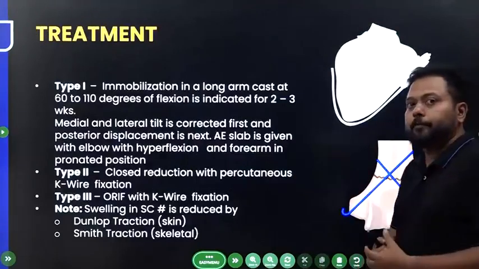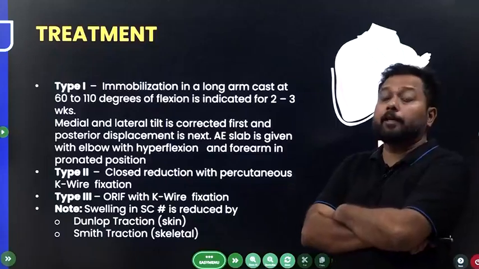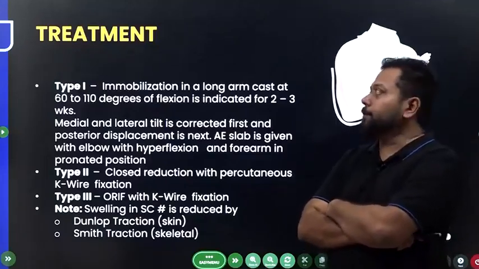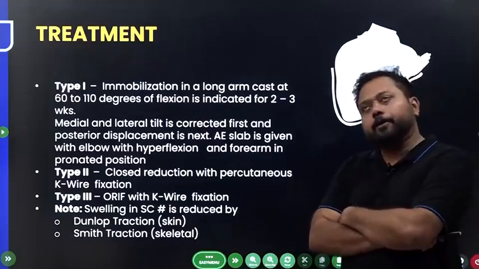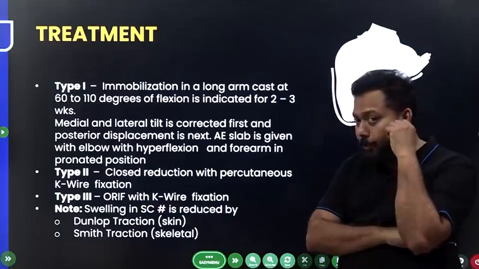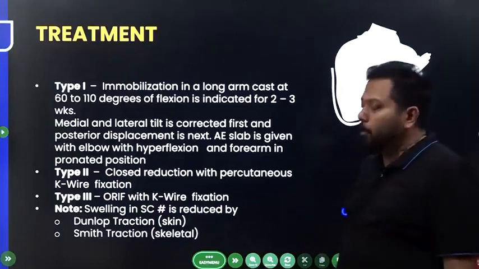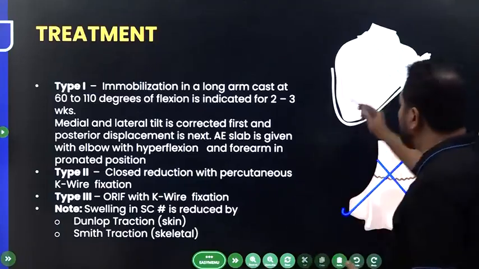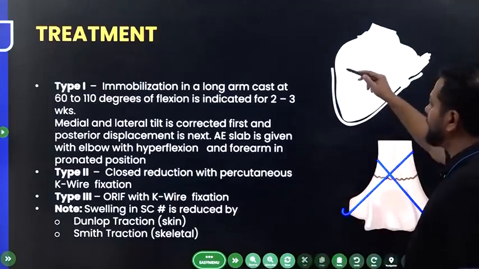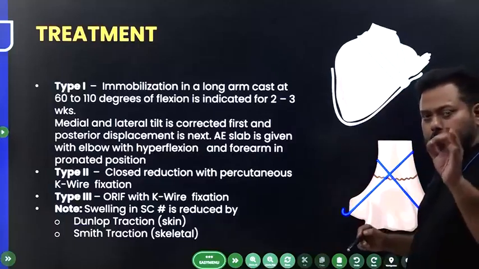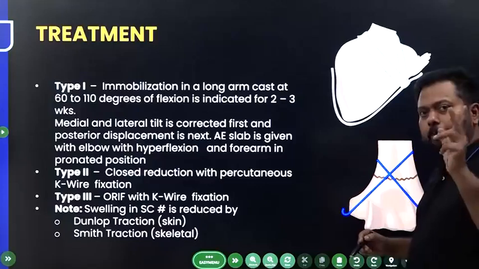Then coming to treatment of supracondylar fracture, once you know all the names in the radiological features, treatment is very simple. According to Gartland's classification, there are 3 types: type 1, type 2, type 3. Type 1, totally undisplaced. Treatment of choice is just immobilization in 110-degree flexion with a long arm cast. That's called conservative.